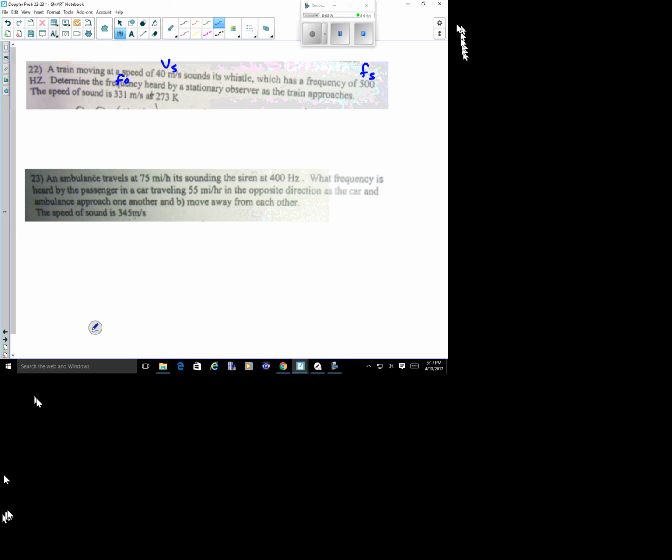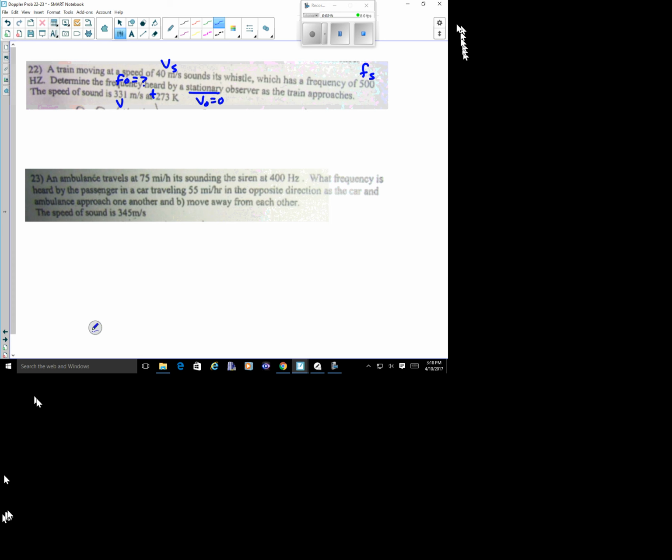But it's a stationary observer, so that means the velocity of the observer equals 0. You got to be careful with little words like that. And it says the speed of sound is 331, so that's going to be my regular old V. That should say at 273 Kelvin on your worksheet.